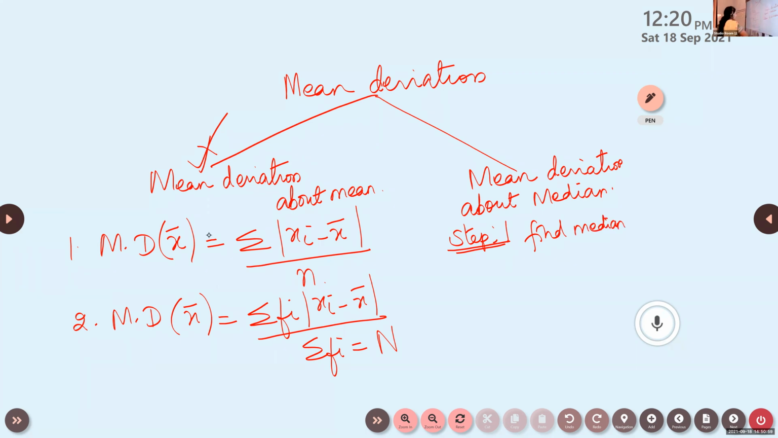If it is discrete, you will arrange in ascending or descending. Or if it is given in interval form, we have learned one formula for finding median. L plus n by 2 minus cf by f. So using that method, we can find median. After finding median, first step is find median. Then step 2, if it is discrete, like the previous case, one formula, or if it is interval form, frequencies are given, means the next form.